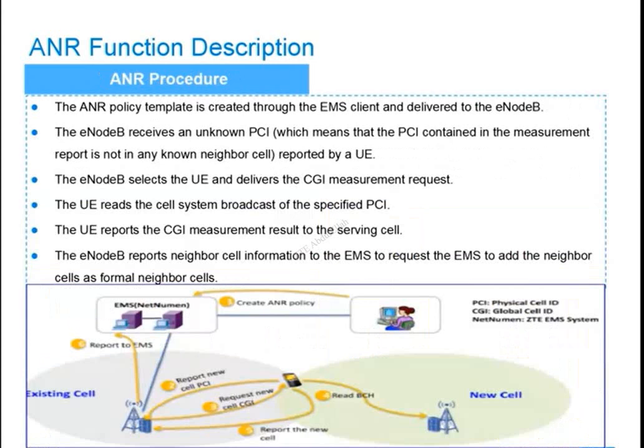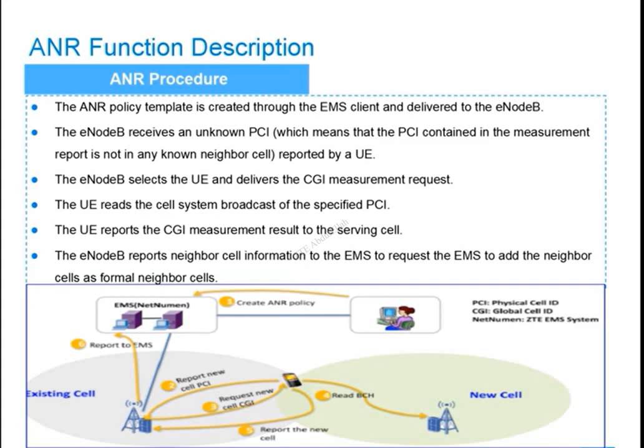The whole ANR procedure relates to the EMS, the eNodeB side, and the UE side. The EMS is used to make the strategy, the eNodeB is used to perform the measurement, and the UE is used to perform the neighbor detection. So in this procedure, we first need to create the ANR policy. The ANR policy is then delivered to the eNodeB side.